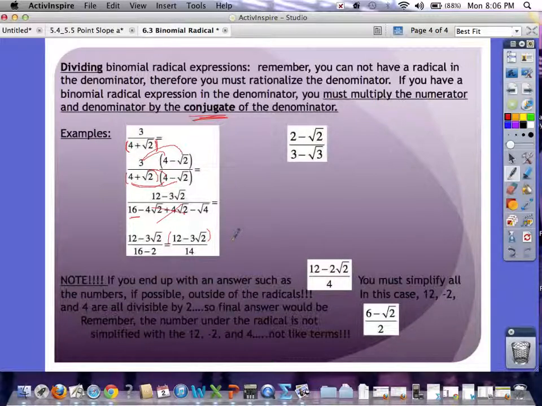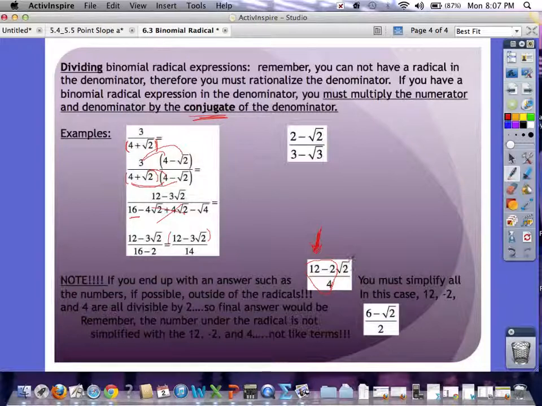However, you may end up with problems where you can simplify. All right, so if you end up with an answer such as this one right here, where it says 12 minus 2 square roots of 2, all that divided by 4, the outside numbers, if they have a common factor, you can take that out. They all three have to have a common factor or a common multiple. What's in common between 12, 2, and 4? Of course, you can see they're even, so 2 can come out. So if 2 can come out, you must divide all three of these by 2.